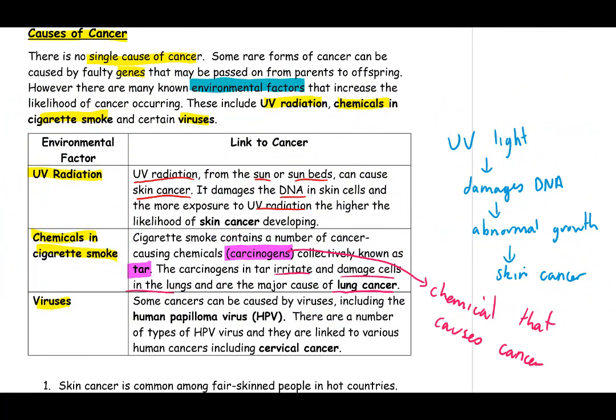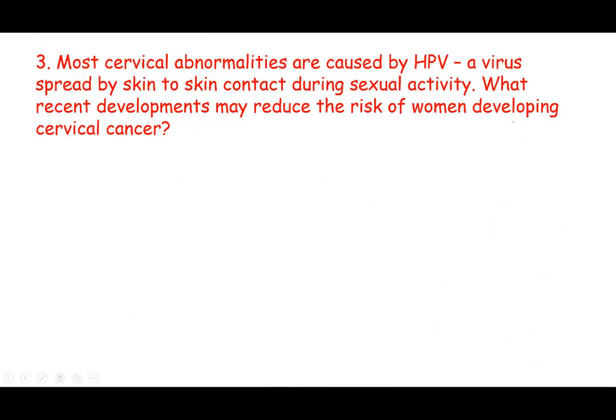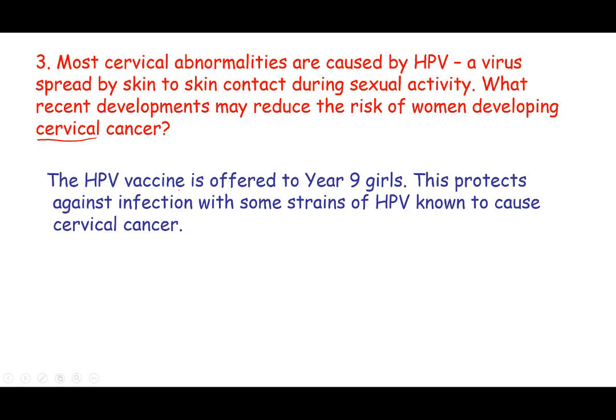Viruses can also cause cancer then, and the main one is the human papillomavirus, or HPV. And that is the one which causes cervical cancers. You might have heard of that because most girls around year 9 will get a vaccination against HPV. Most cervical abnormalities are caused by HPV, which is a virus spread by skin-to-skin contact during sexual activity. What recent developments may reduce the risk of women developing cervical cancer? Now, in particular, it's the HPV vaccine.